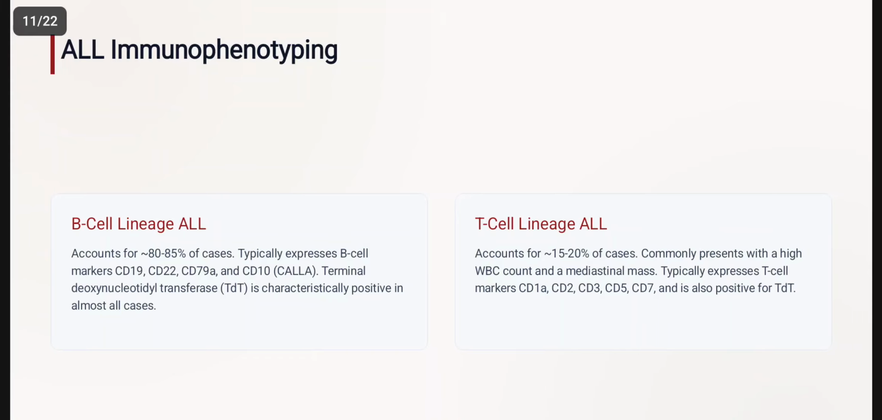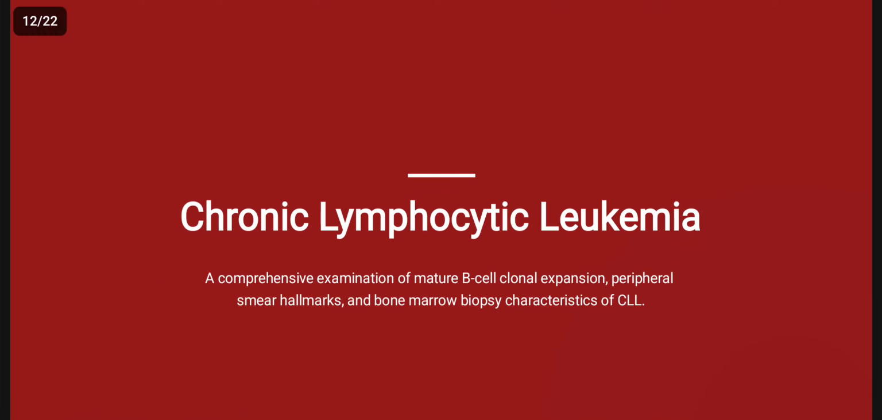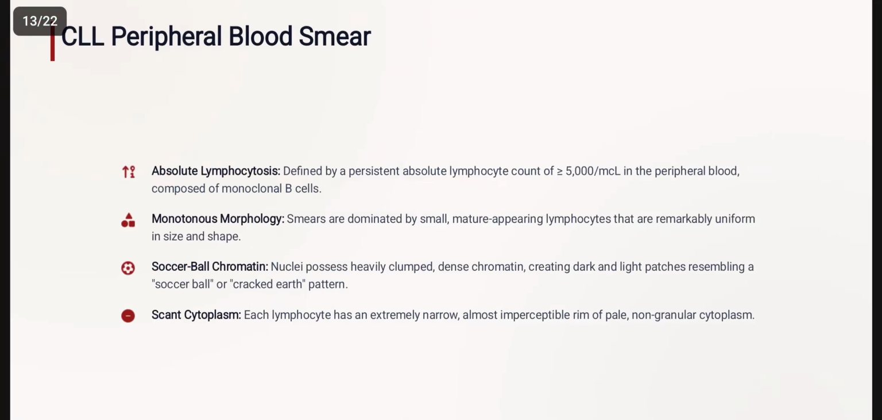ALL immunophenotyping: there is B cell lineage ALL and T cell lineage ALL. And now we will discuss the topic of CLL, chronic lymphocytic leukemia. In CLL, on the peripheral blood smear, we will discuss absolute lymphocytosis, defined by a persistent absolute lymphocyte count of more than or equal to 5000 per microliter in the peripheral blood, composed of monoclonal B cells. Monotonous morphology: smears are dominated by small, mature-appearing lymphocytes that are remarkably uniform in size and shape.